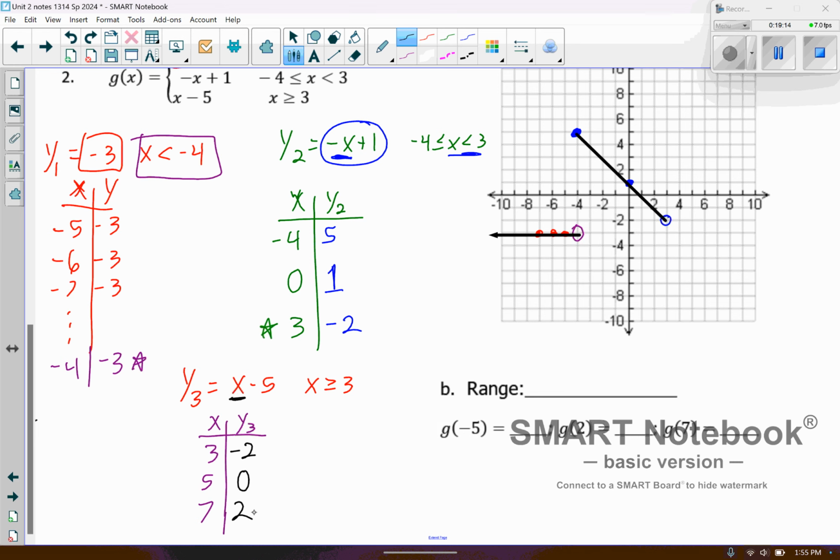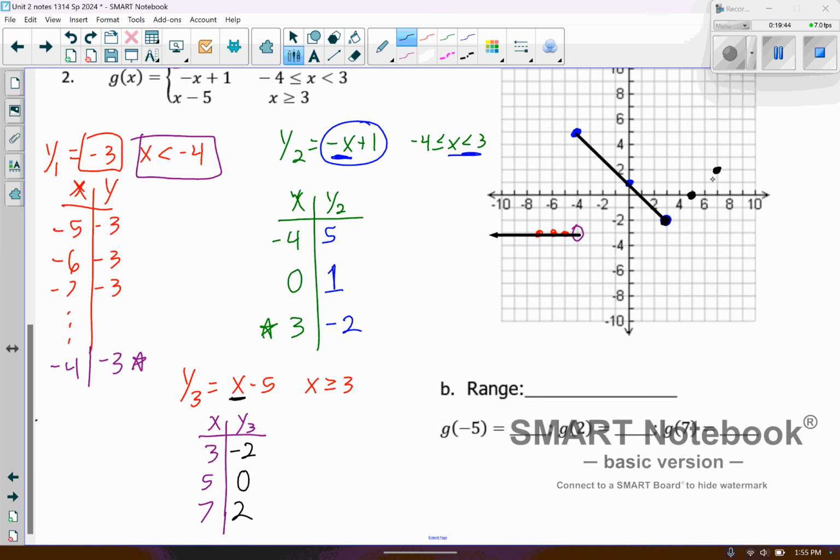So let's see, at 3, -2, it's actually going to be a closed circle. So this is a little confusing right here. So I have an open circle, but now I'm going to have to fill it in because I have a point that's going to be right there for my next function. So that open circle actually gets filled in. Then at 5, I'm at 0. And then at 7, I'm at 2 right there.